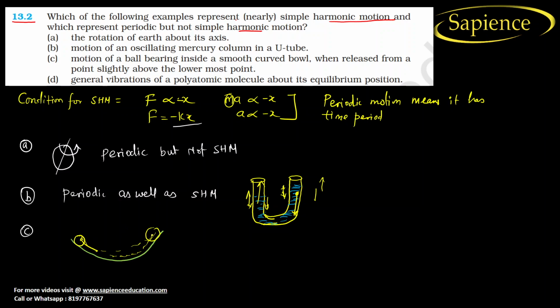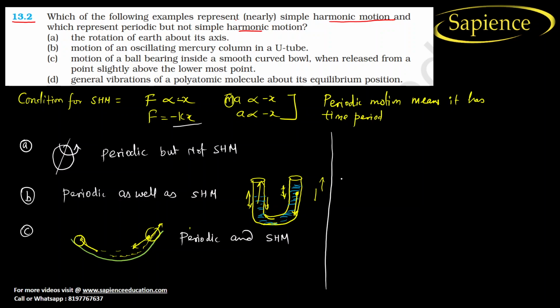As well as whenever it is moving, a force will act. For example, it is moving in this direction, so the gravitational force will try to make it stop. So the force will always act in a downward direction. So the motion is periodic and simple harmonic motion. I hope you have understood. Now let us discuss question number D.